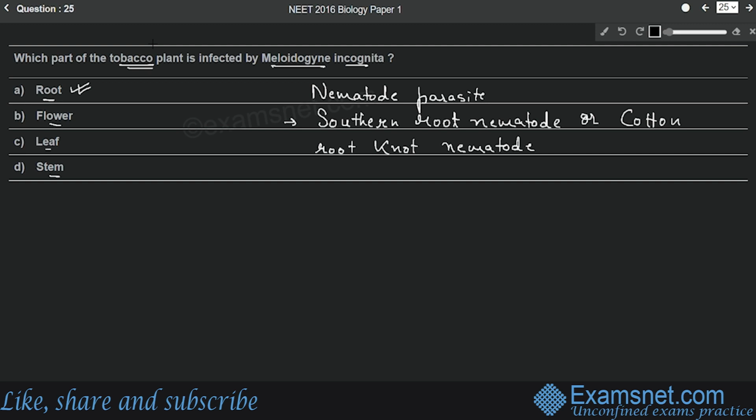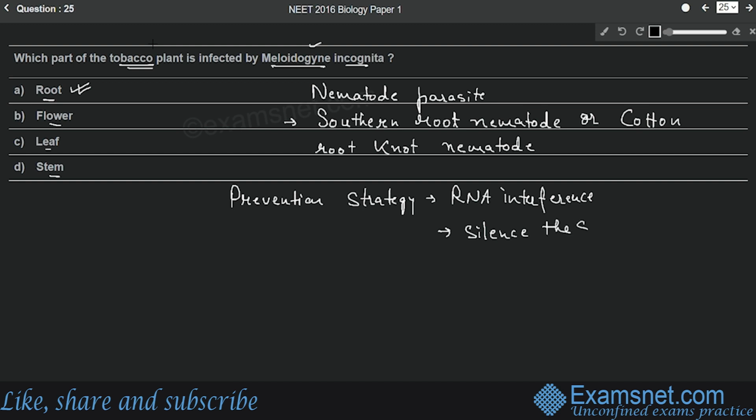Okay, so in order to prevent the spread of Meloidogyne incognita, the strategy that has been adapted is RNA interference. Okay, so prevention strategy for this is RNA interference, and it is used to silence the specific mRNA of the nematode.